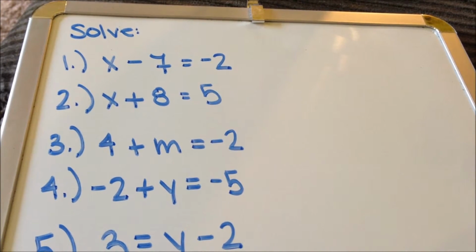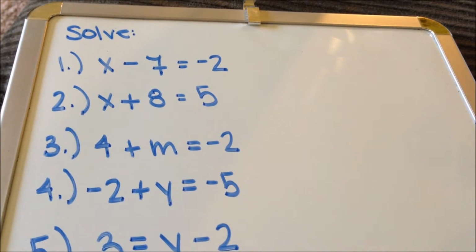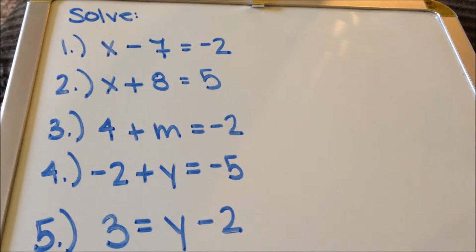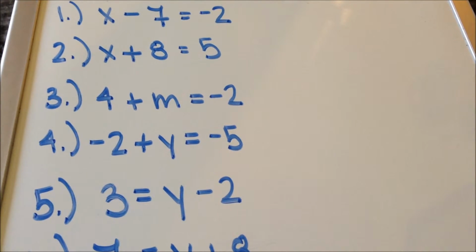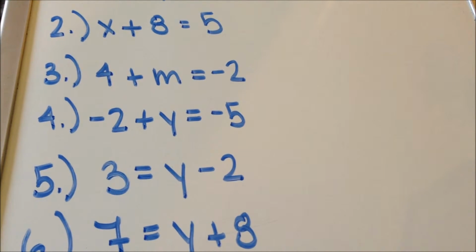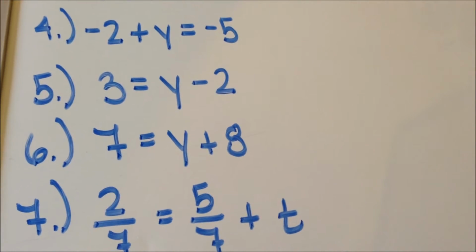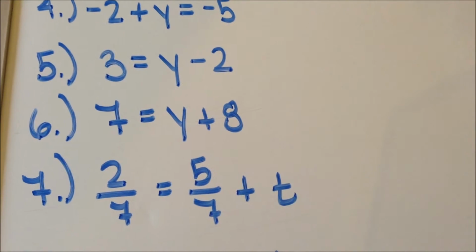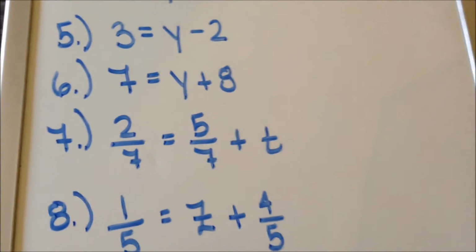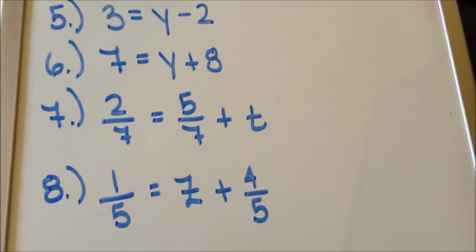Let's solve the problems. x minus 7 equals -2, x plus 8 equals 5, 4 plus m equals -2, -2 plus y equals -5, 3 equals y minus 2, 7 equals y plus 8, 2 sevenths equals 5 sevenths plus t, and finally 1/5 equals z plus 4/5.